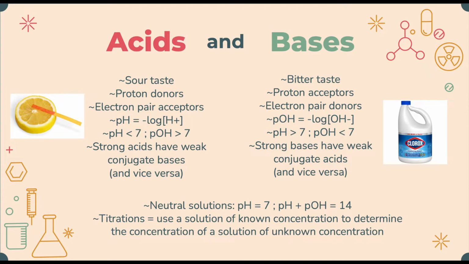Acids have a pH of less than 7, bases have a pH of more than 7, and neutral solutions have a pH of 7. pH is a negative log of the concentration of protons, while pOH is a negative log of the concentration of OH- or hydroxide ions. pH plus pOH equals 14. pH can be measured using a pH meter or acid-base indicators. Additionally, titrations use a solution of known concentration to determine the concentration of a solution of unknown concentration.